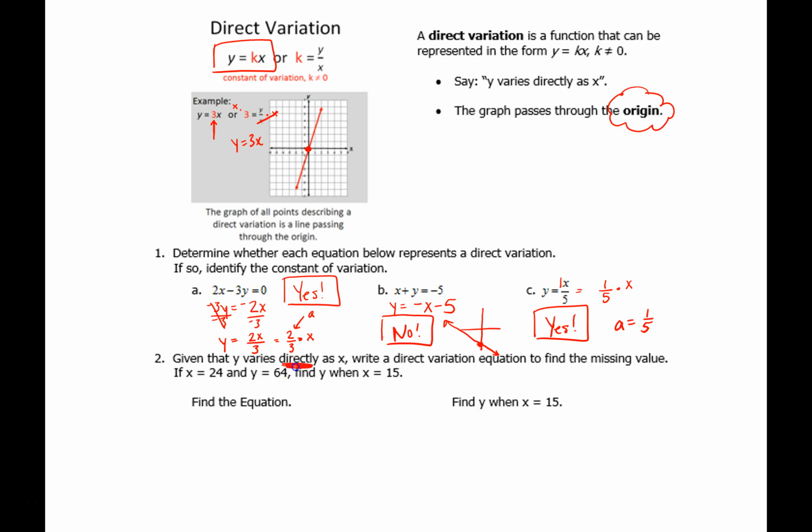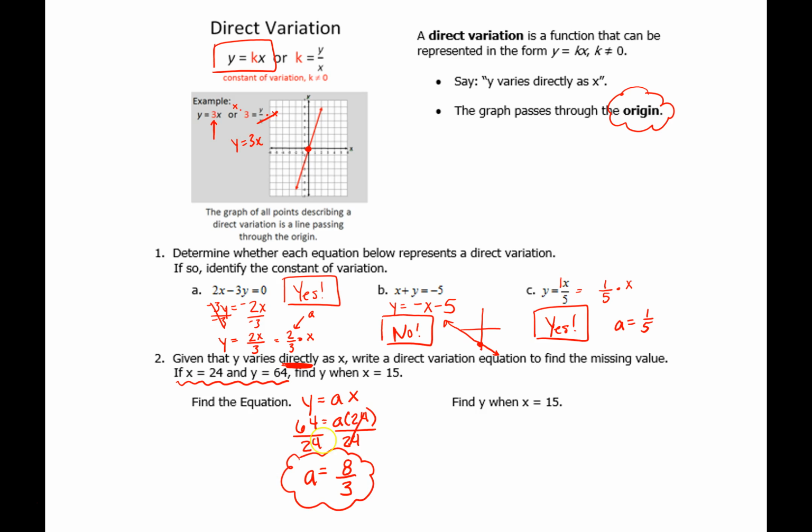Now we know this is direct variation, so we know we're going to be working with y is equal to a times x. Now we are going to find our constant of variation using this information that we were given first. We have x and y, so we're going to plug both of those numbers into our direct variation equation. Okay, so now I'm going to divide both sides by 24, and I get that a is equal to 8 over 3.